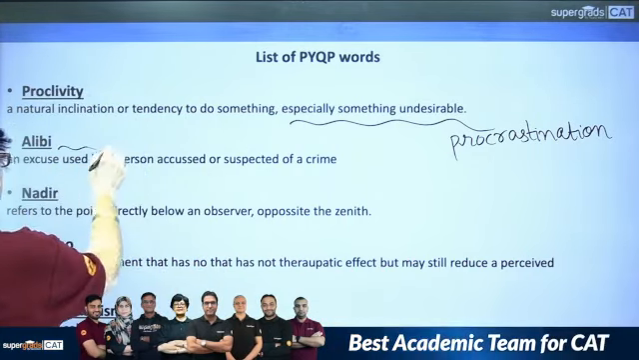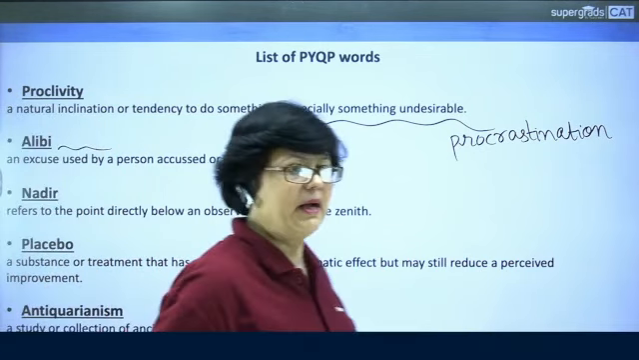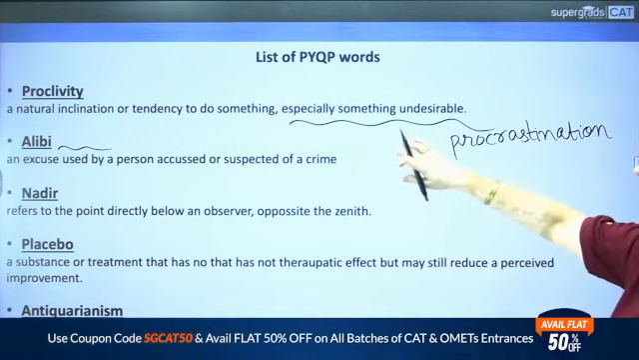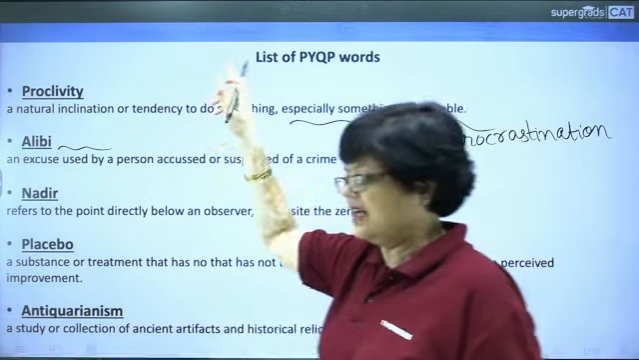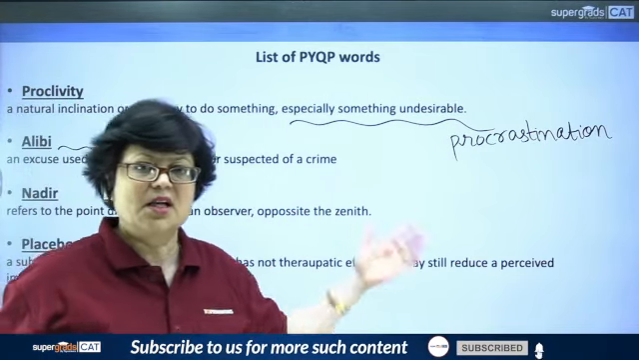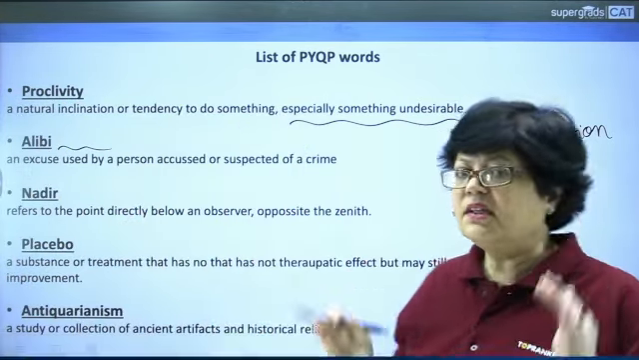Alibi. Look at the pronunciation. An excuse used by a person who is suspected of a crime. What is the meaning of alibi? The defendant says that at the time of the crime, he was not present at that moment. He was at some other place. Okay, so in this way, he is able to defend himself.